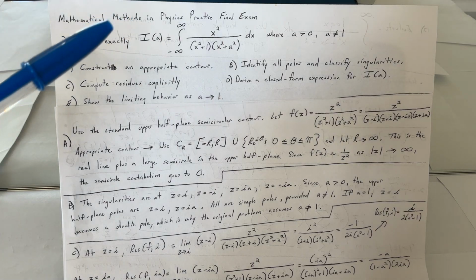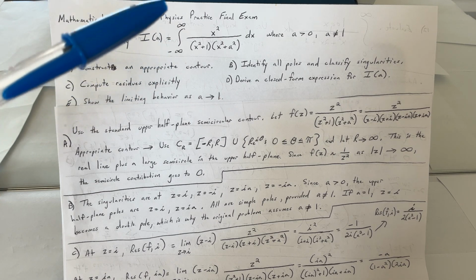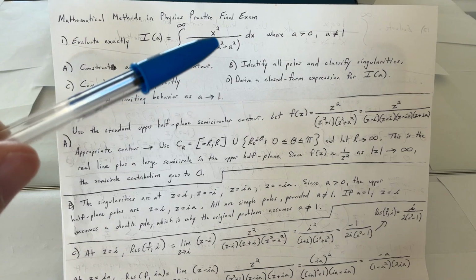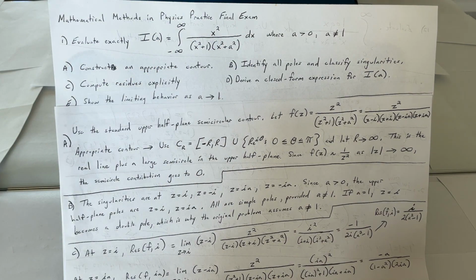evaluate exactly I of A equals the integral from negative infinity to infinity of x squared over the quantity x squared plus 1 times the quantity x squared plus a squared, dx, where a is greater than 0, a cannot equal 1.